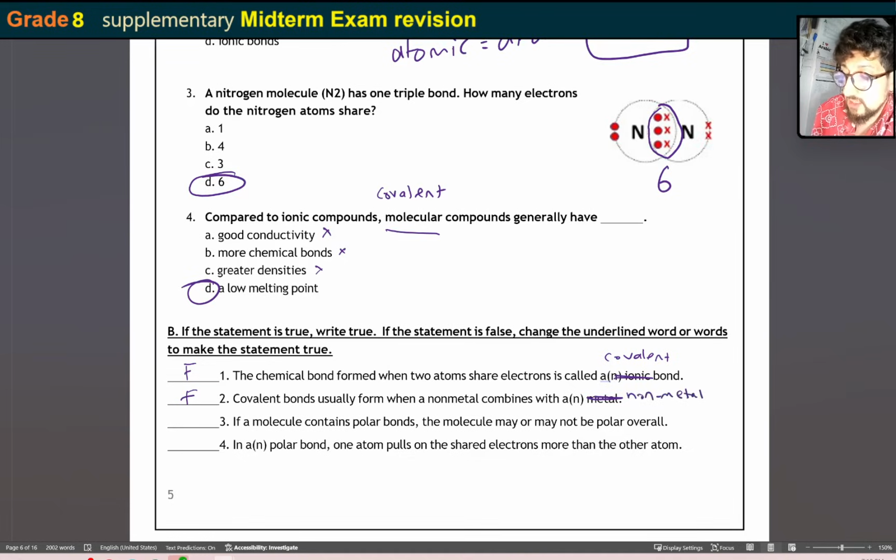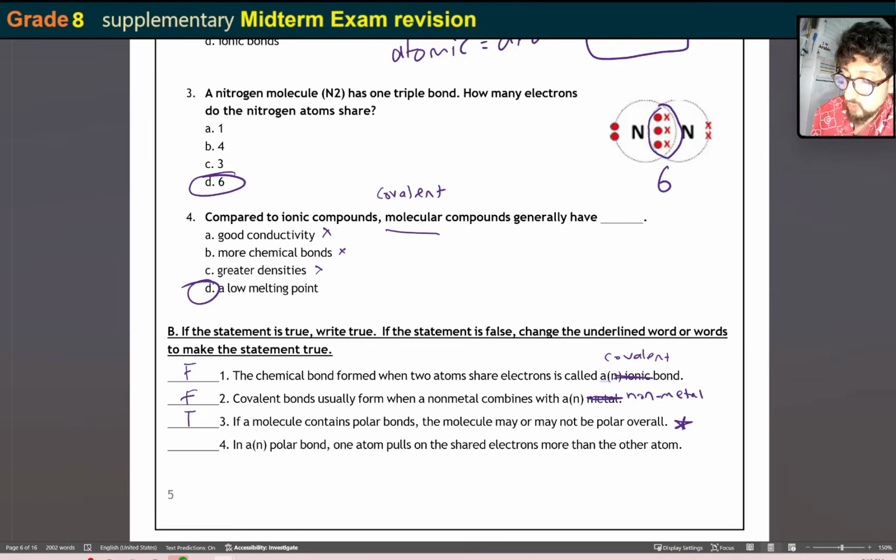If a molecule contains polar bonds, the molecule may or may not be polar overall. That is true. So polar bonds form when covalent compounds share electrons unequally. But just because a molecule has polar bonds doesn't mean that it's polar overall. It could be that they balance each other out. I wouldn't worry about this one too much. That's just a little bit too tricky.